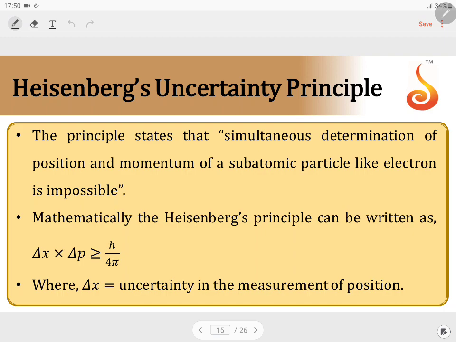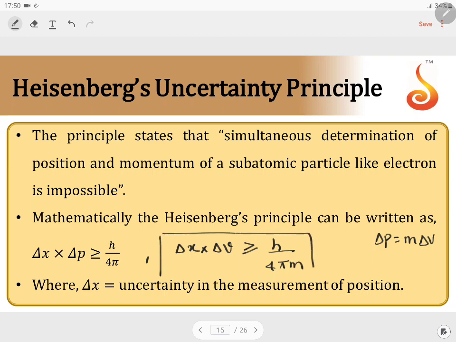Or if you substitute delta p equal to m into delta v, then the same formula can be modified as delta x into delta v is greater than or equal to h divided by 4 pi m. What is delta v here? Uncertainty in the velocity.